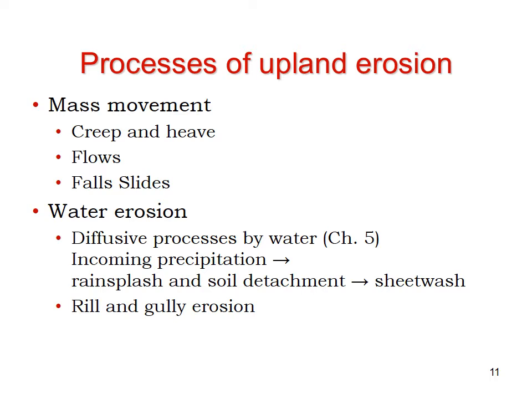And then the second major group is the water processes, or the diffusive processes that were discussed in Chapter 5, where incoming precipitation hits the soil and rain splash dislodges soil particles and takes them down slope, and the rain also becomes thin sheets of water that move down slope as sheet wash that transports sediment, and then finally those sheets may coalesce into little threads of water like miniature streams that are rills that eventually join up and become bigger gullies.